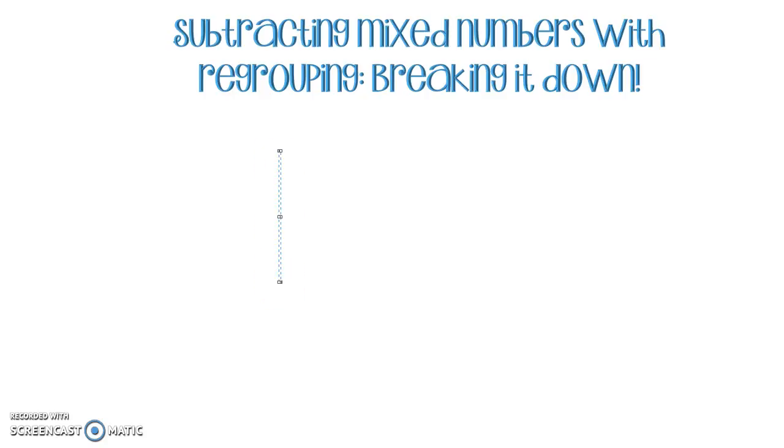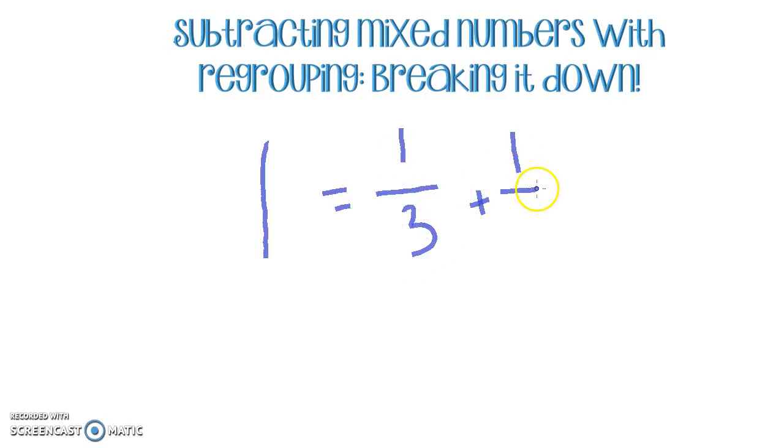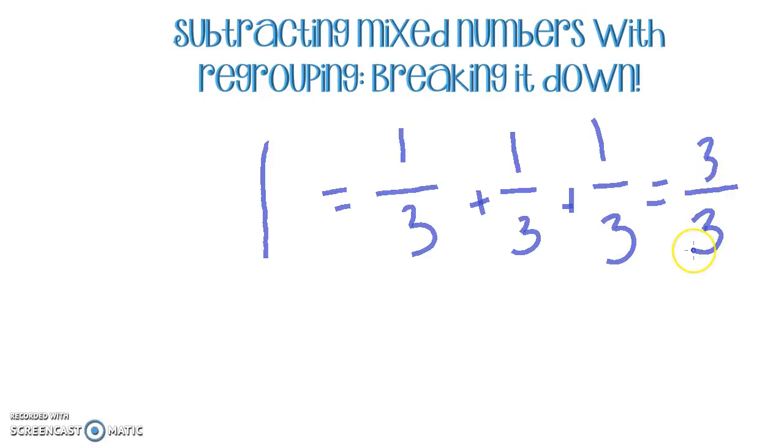So if I have one whole, I can actually break this down into a fraction. Let's say that this whole was broken into 3 equal pieces. I'd have 1/3 plus 1/3 plus 1/3, which actually would give me 3/3. And we know that when a numerator and a denominator are the same number and they're equal, that will always equal 1. Okay, so that's where that comes from.